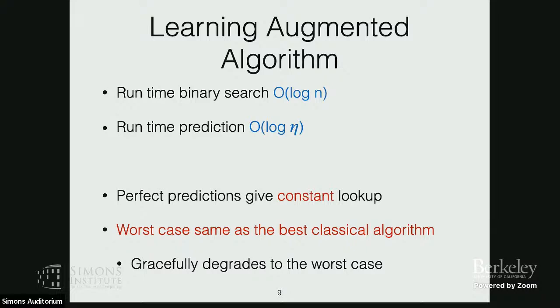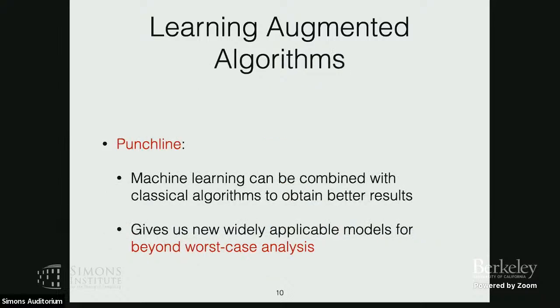This is exactly the kind of thing we like in this model. Perfect predictions, right, go way beyond the worst case. If there's a huge error in the prediction, we're still bounded by the worst case, and in between, gracefully degrading in terms of the error of our prediction. So what's the punchline you should be taking away here from this example? The punchline is we can use machine learning, combine it with classic algorithm design to obtain better results.